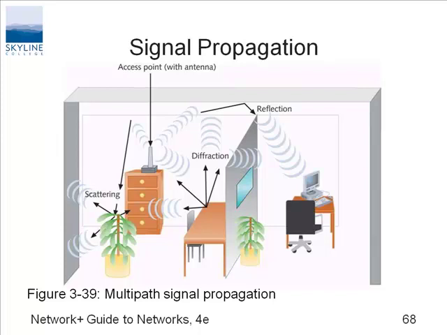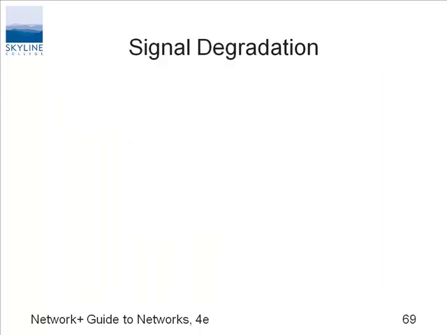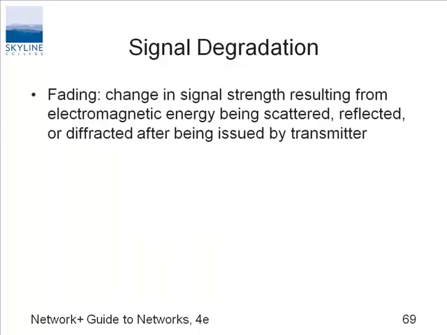It's very difficult to get a wireless signal back in that part of the building because of the material that's in the wall. It gets there, it's a very, very weak signal. Signal degradation, changing in signal strength from electromagnetic energy being scattered, bounced around. As it gets scattered, it becomes less concentrated. The signal will become a little bit weaker.